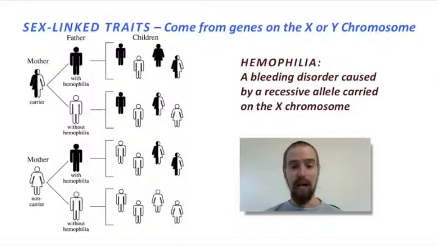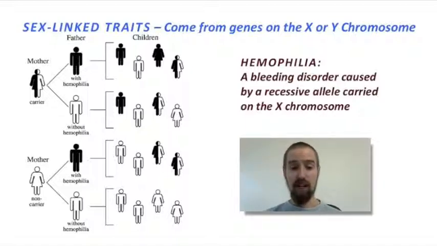Haemophilia is the same way. Haemophilia is a bleeding disorder caused by a recessive allele carried on the X chromosome. People who have haemophilia lack the ability to regulate blood clotting, meaning that when they are injured, they bleed uncontrollably without forming proper blood clots to stop the bleeding. People who have haemophilia are far more likely to bleed to death from relatively minor injuries because wounds that should be able to heal themselves are not able to do so.